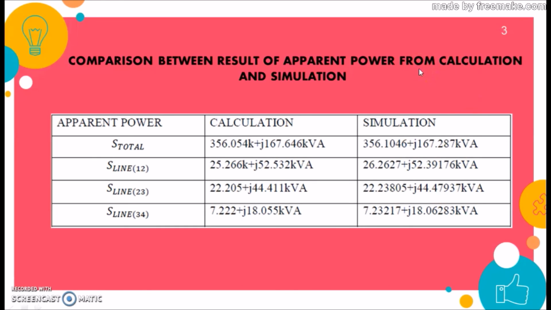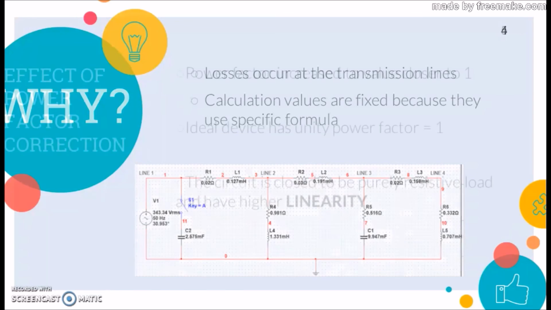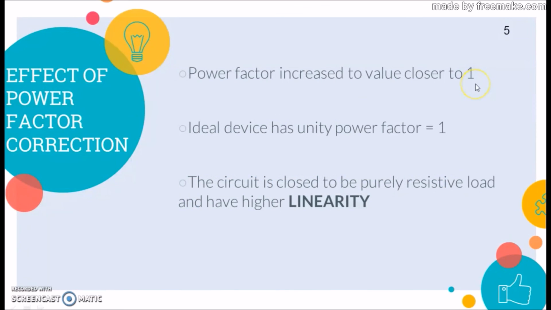As you can observe from the table, the values of the calculation and simulation do not differ much. They only differ by an average of plus minus 1. The difference is caused by some reasons, which are losses that occur at the transmission line in the circuit, and the calculation values are fixed because they use a specific formula. Last but not least, we will discuss the effect of power factor correction.